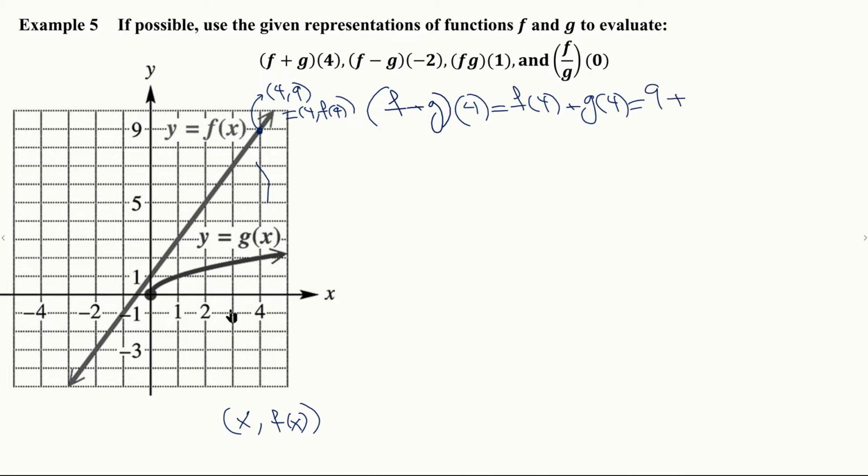For g of 4, we look at the function g. When the input is 4, we go all the way up and then immediately to the left, and we see that it's at 2. So it does look like that is the square root function, doesn't it? The square root of 4 is indeed 2. So we get 9 plus 2, which is 11. Okay? How about f minus g of negative 2?